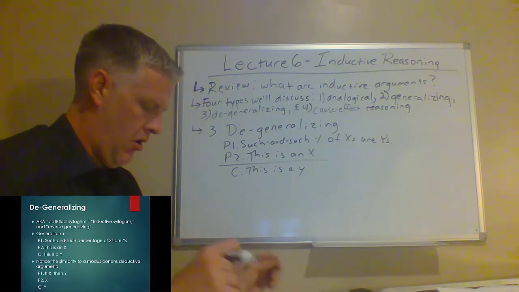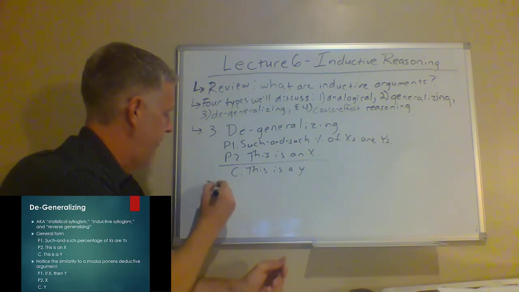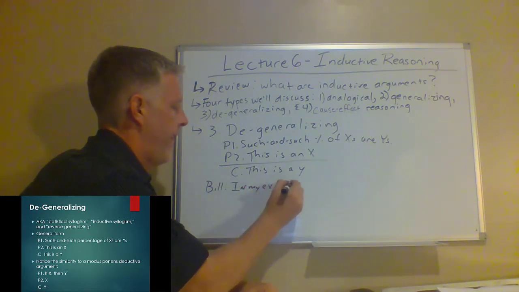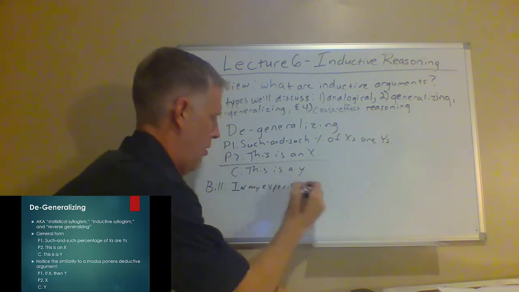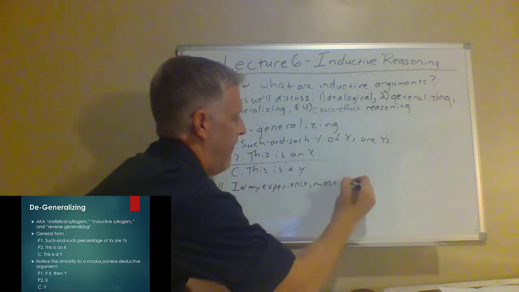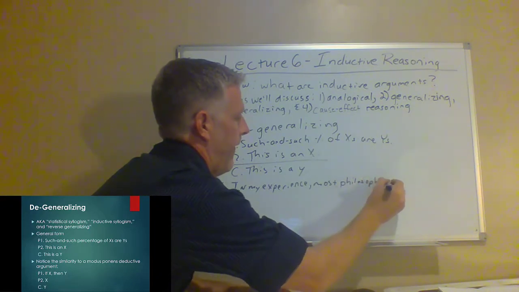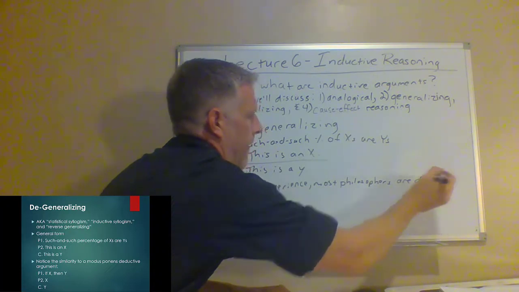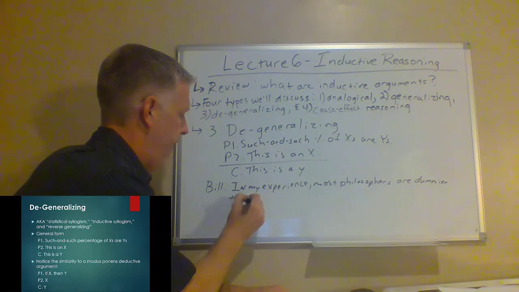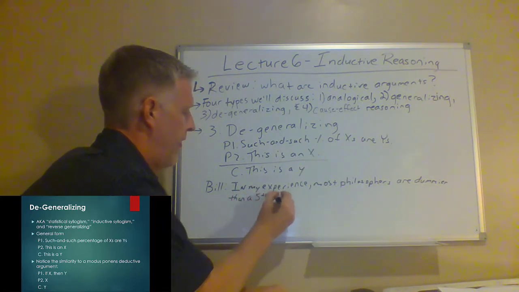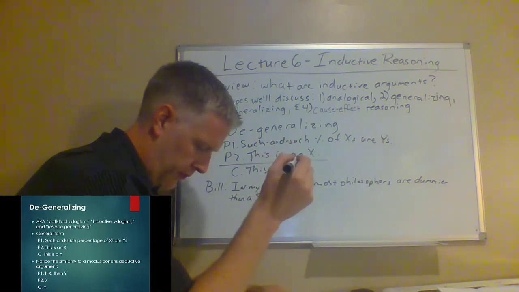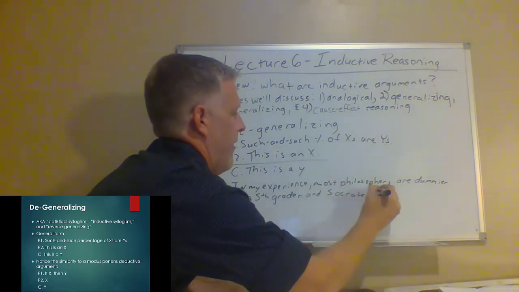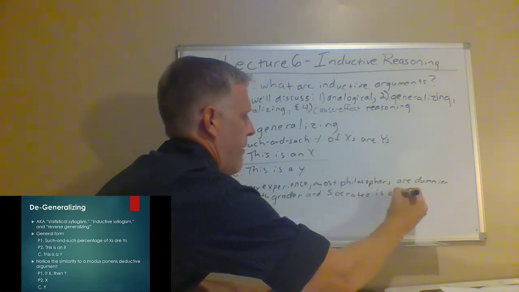So let's give an example real quick. Bill says, in my experience, most philosophers are dumber than a fifth grader. And Socrates is a philosopher.